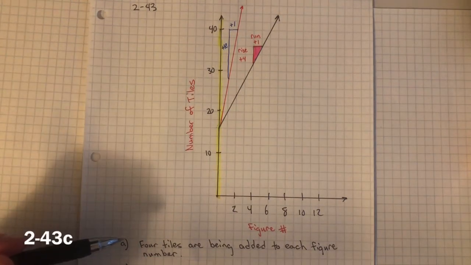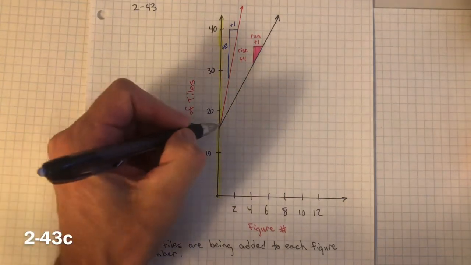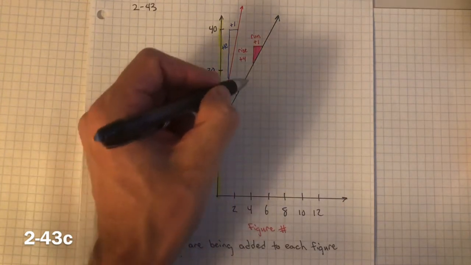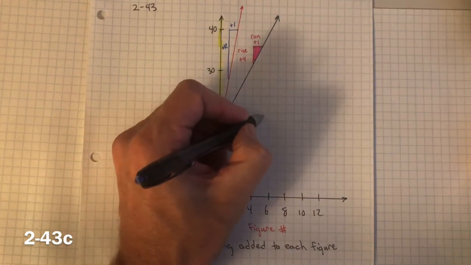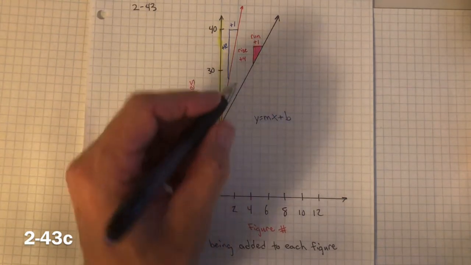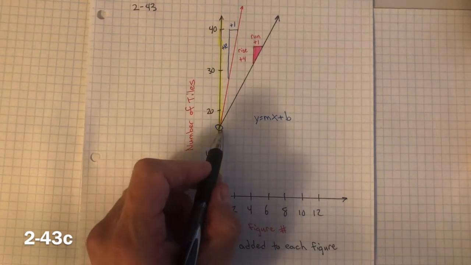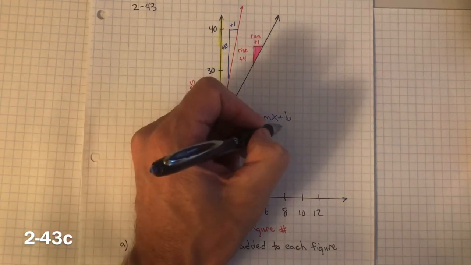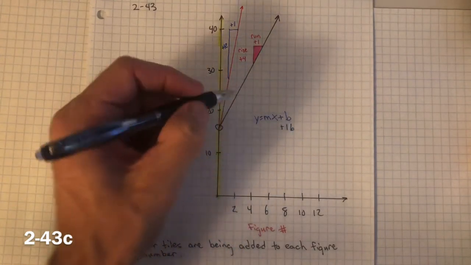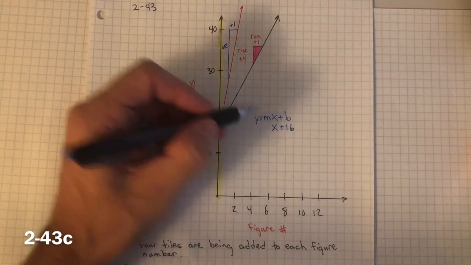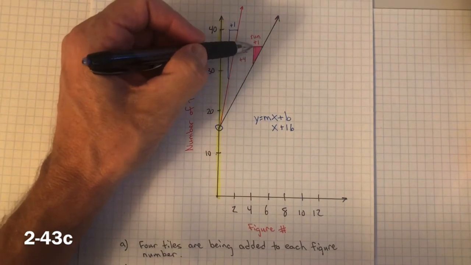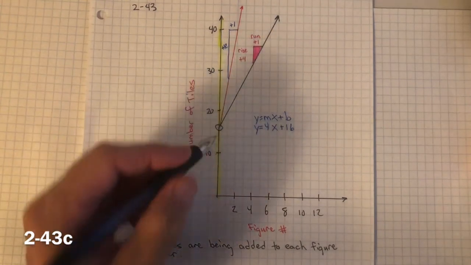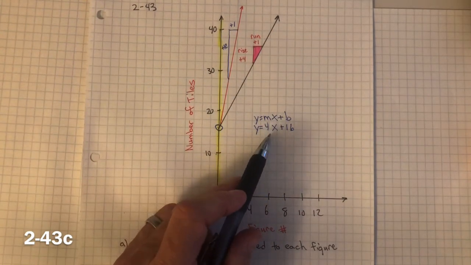Problem 43c, write the equation for the tile pattern. So we have the y-intercept, and remember the equation for a line is y equals mx plus b. So the b is the y-intercept. So we have that at 10, 12, 14, 16. So we know it's going to be a positive 16. And the slope, the m, is the rise over run. Rise 4, run 1. So the slope is 4. So the equation is y equals 4x plus 16.